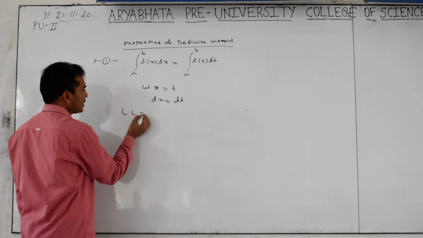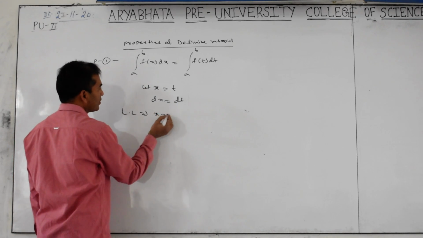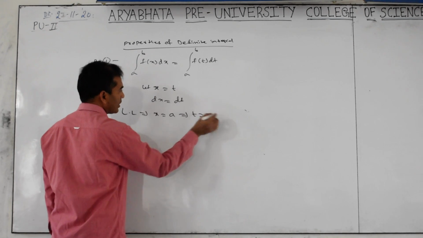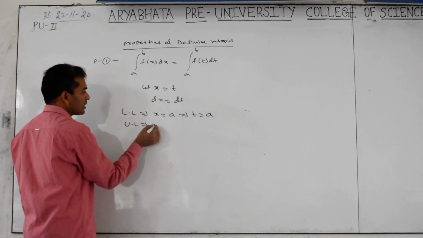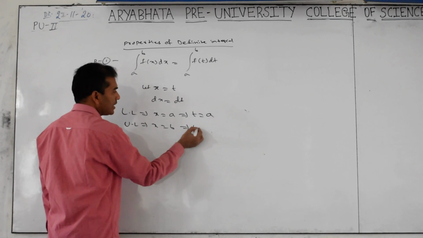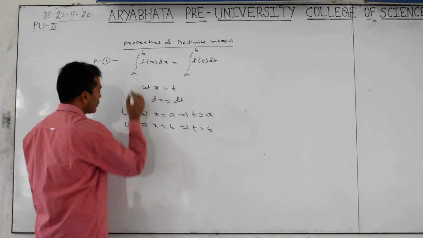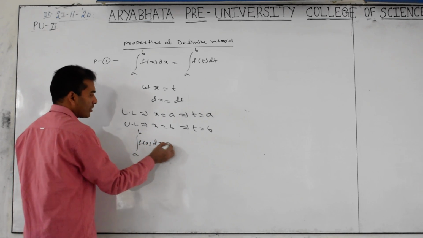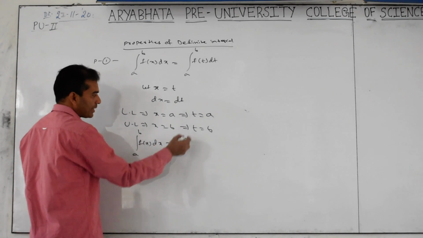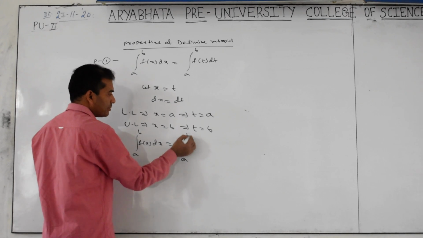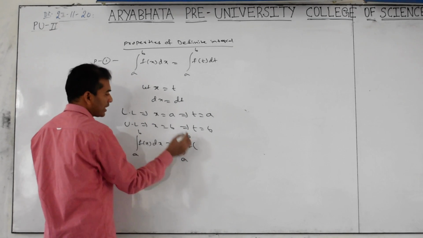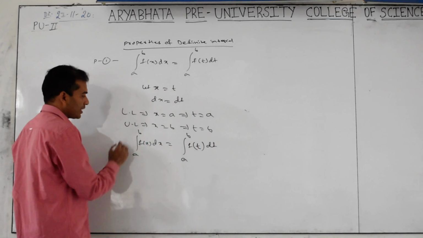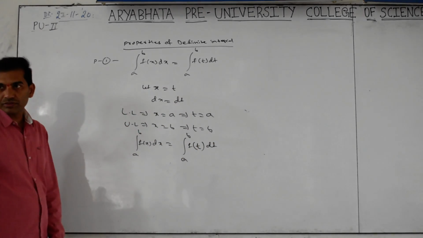Lower limit: what is the lower limit? x is equal to a, then t is also equal to a. Upper limit: x is equal to b, then t is also equal to b. So integration of a to b f of x dx equals integration with lower limit a, upper limit b, f of x replaced by t, dx equal to dt. So both are same. Understood?